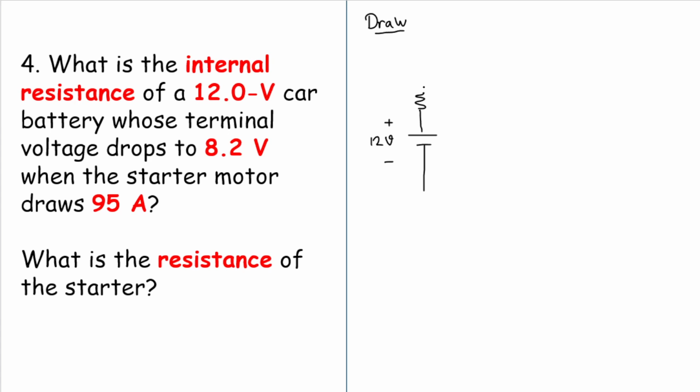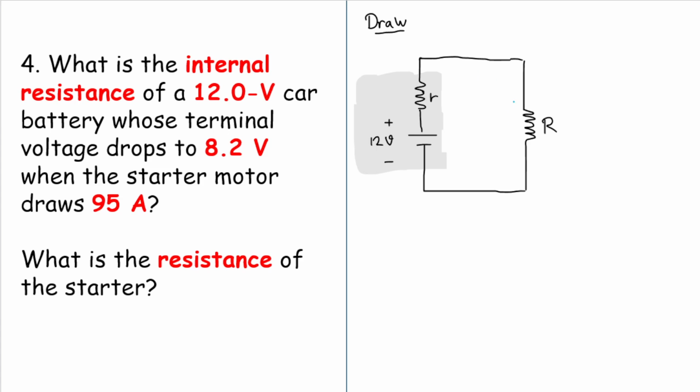Let's name this internal resistance as small r, okay? And then it's connected to a starter, and it also has an unknown resistance here. So we will have this as capital R. The capital R is the starter resistance, and the small r is the internal resistance of the battery. This is our battery, and when it starts, it has a current of 95 amperes.